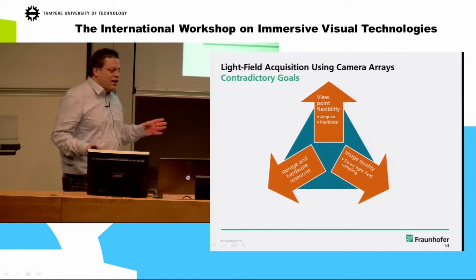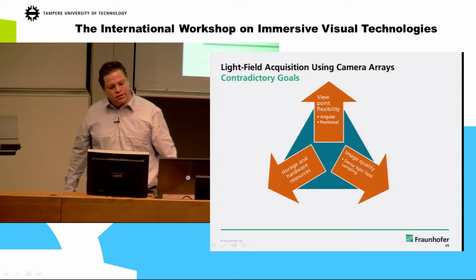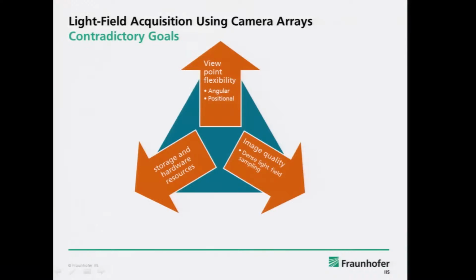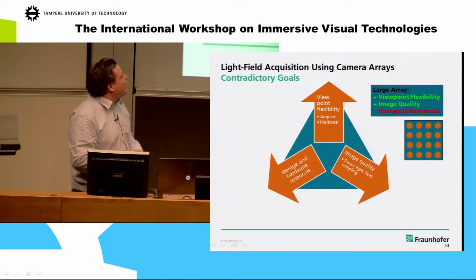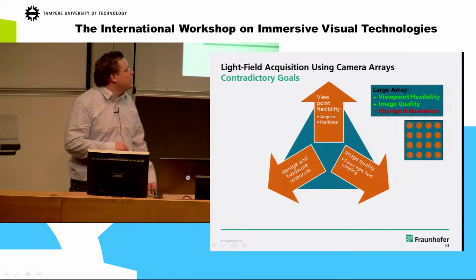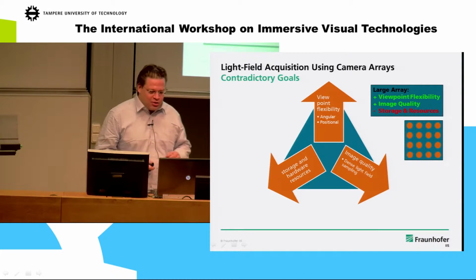So generally speaking, there's this triangle with contradictory goals about camera arrays. You can have viewpoint flexibility, image quality, or efficient storage and resources, but not all at the same time. You can have a large array with lots of cameras, so you can really change your viewpoint dramatically, and you have a nice image quality because you have a dense sampling, but storage and resources are really a downside.